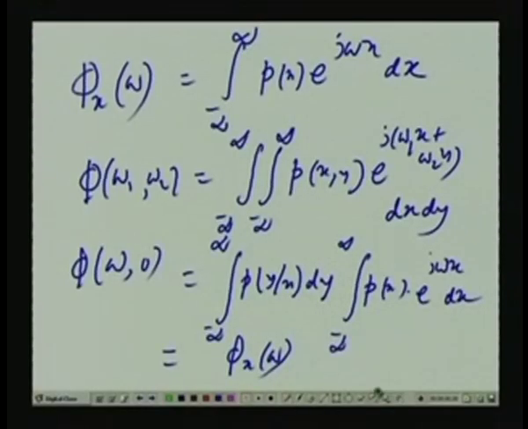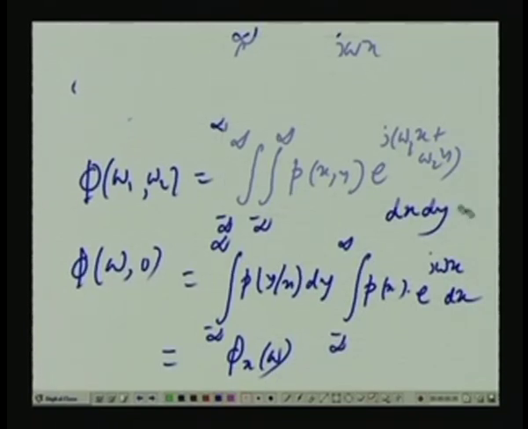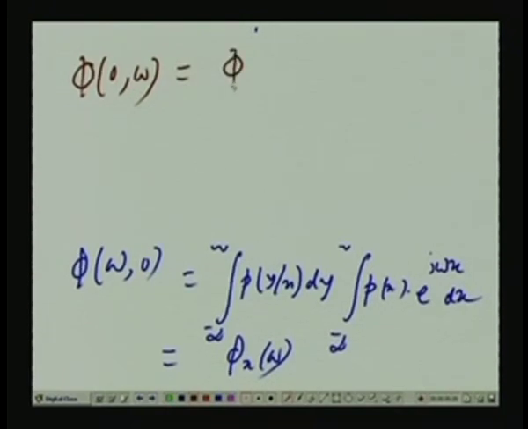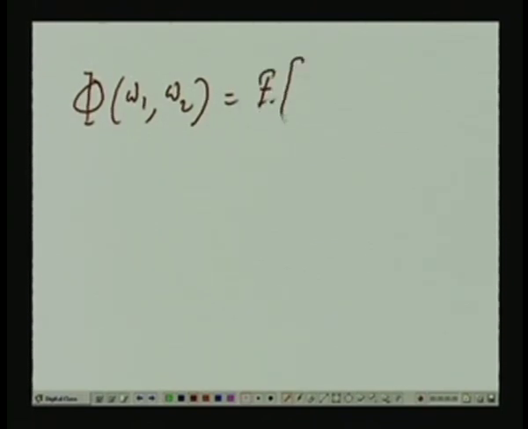By the same token, I will not do it, but you can easily verify that phi 0 omega, that is omega 1 is put to 0, omega 2 is taken as omega, will give rise to the marginal characteristic function of y, that is, given y alone, what is its characteristic function. Next, we have seen one thing, that is nothing but expected value of, this you have seen.